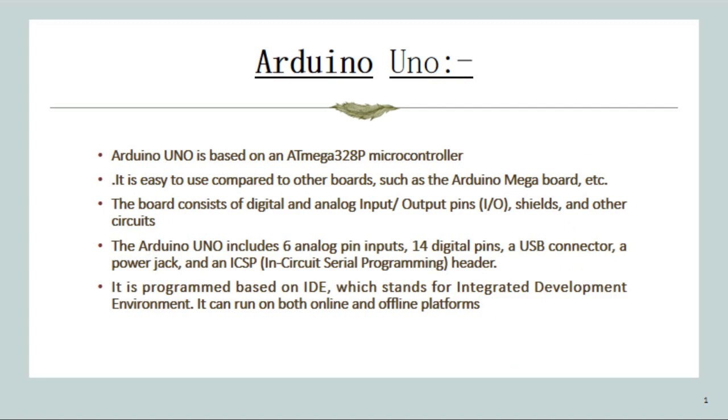Coming to Arduino Uno. Arduino Uno is based on an ATmega328P microcontroller. It is easy to compare with other boards such as the Arduino Mega board, etc. The board consists of digital and analog input or output pins, shields, and other circuits. The Arduino Uno includes 6 analog input pins, 14 digital pins, a USB connector, a power jack, and an ICSP in-circuit serial programming header.